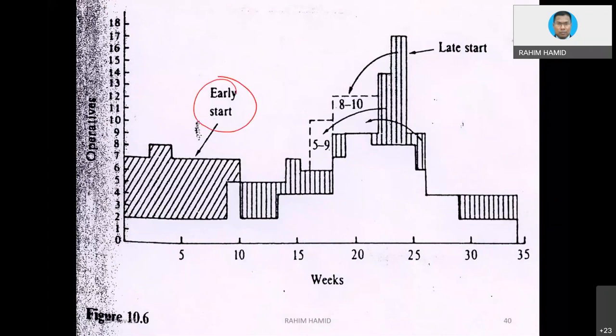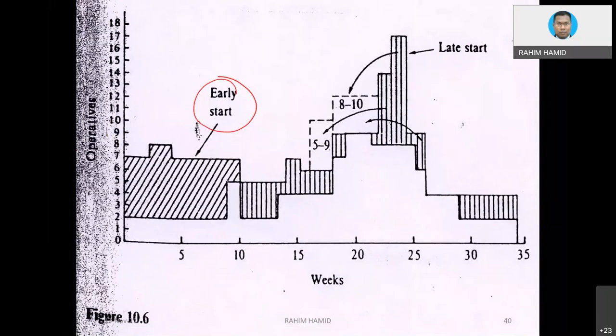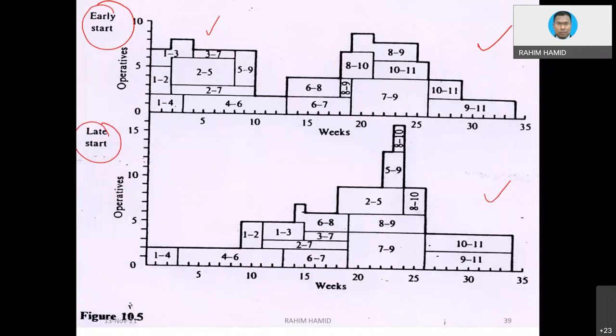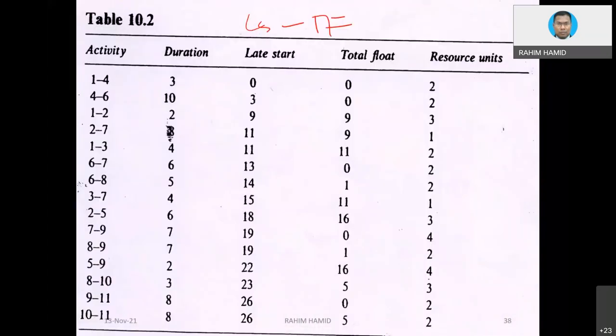For some of the activities we are going to take the early start because it looks nice already. Whereas with late start, there are some peak activities. So can we do something about these peak activities? In order to know whether we can do something or not, we have to take a look at activities 5, 9 and 8, 10. It looks like activity 5, 9 has a total float of 16 days, and 8, 10 has a total float of 5 days.